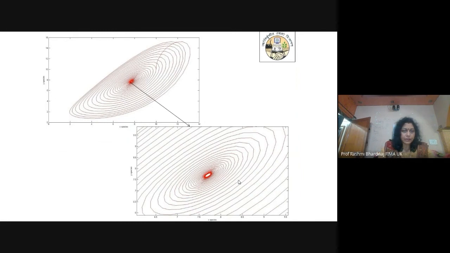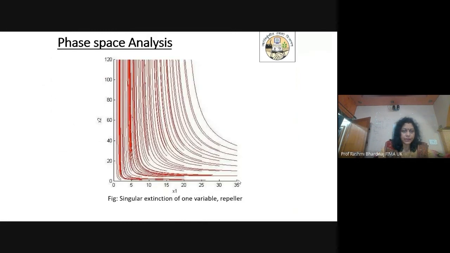Same in xz. And this is the phase space analysis where x1 and x2, if you see, what we are getting is that these are all repelling outside. All are repelling curves.